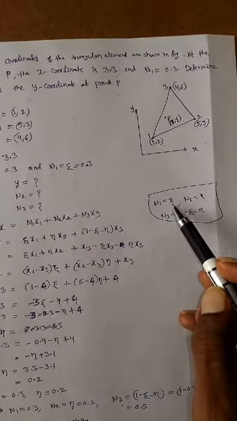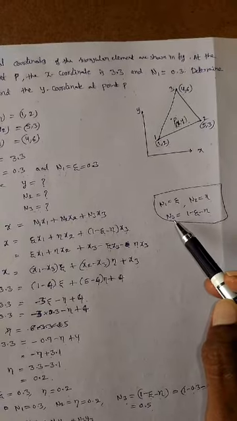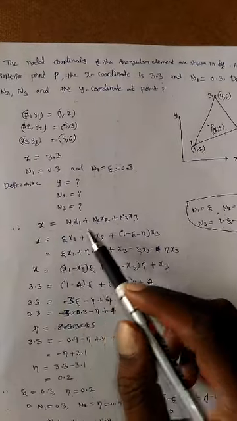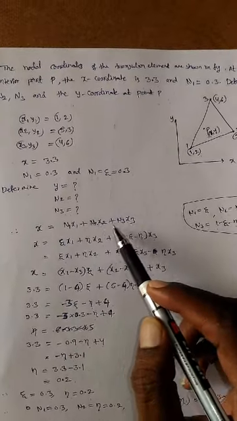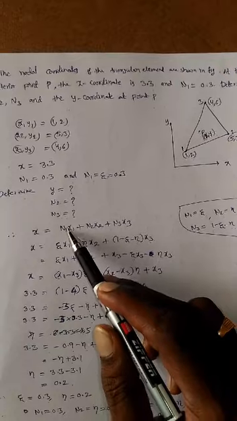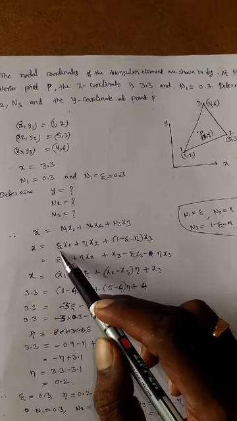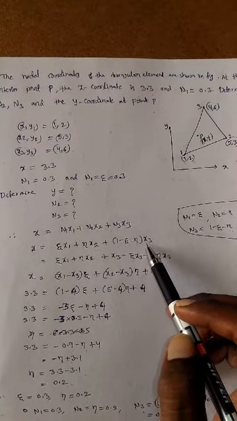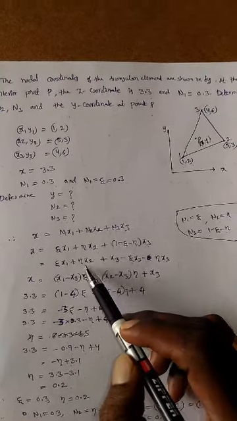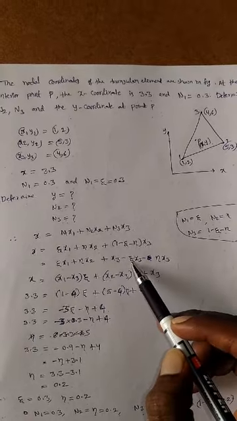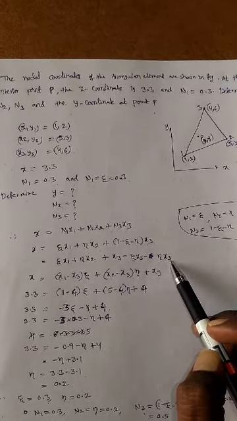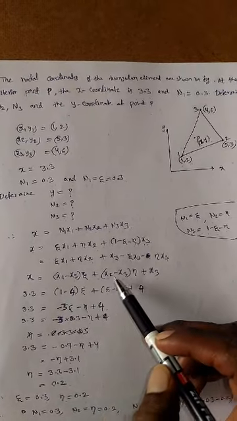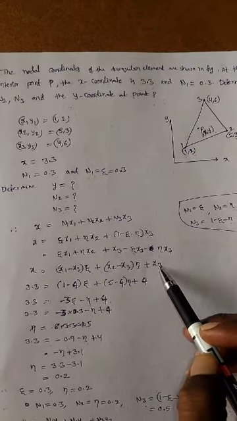So n1 is equal to xi and n2 is equal to eta, n3 is equal to 1 minus xi minus eta. Therefore, x is equal to n1 x1 plus n2 x2 plus n3 x3. Substitute n1, n2, n3 values: xi into x1 plus eta into x2 plus (1 minus xi minus eta) x3. Therefore, xi x1 plus eta x2 plus x3 minus xi into x3 minus eta into x3. Therefore, x is equal to (x1 minus x3) xi plus (x2 minus x3) eta plus x3.